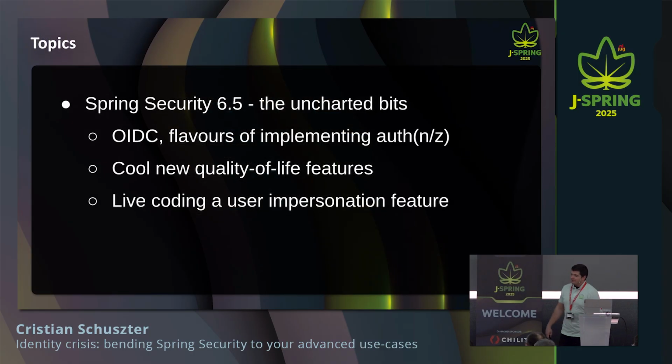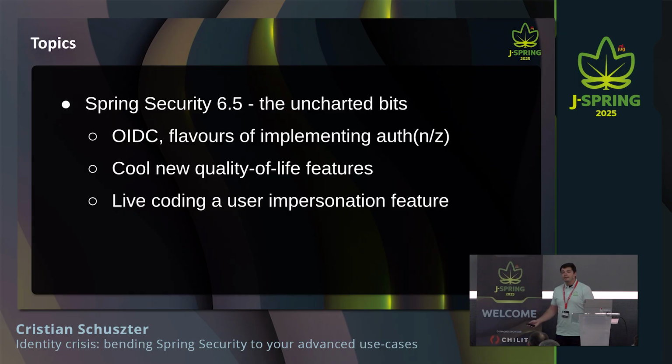Now, this is a bit of an overview of what we're going to be talking about. So we're going to talk about Spring Security 6.5, because now with Spring Boot 3.5.0, released a couple of weeks ago, we have Spring Security 6.5. Unfortunately, some of the things that I'll be talking about have still not been documented. Maybe I will open a pull request at some point to actually do that. But to ease into the conversation, we're going to be talking about OIDC and some flavors of implementing it in your applications. Maybe this will be something interesting for you.